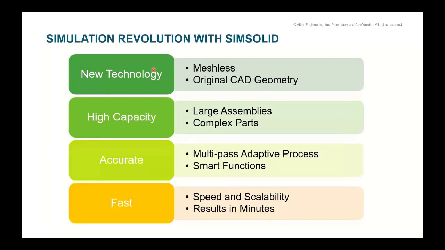So the way in which it works, like we said, in the new technology, it's meshless, so you don't need to do any of the meshing itself. On the original CAD geometry, it will apply those high-order differential equations. It works in high capacity, so you're not limited to looking at just one part. You can look at a large assembly of different complex parts as well. It is accurate, so just because it's quick does not mean it's dirty. It goes through a multi-pass adaptive process, and it uses smart functions to adapt itself so that it's giving the right stress value that you need.